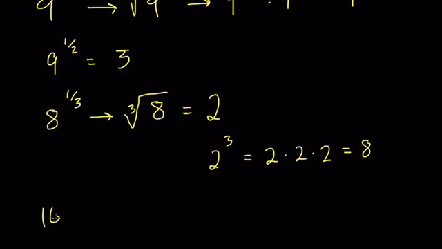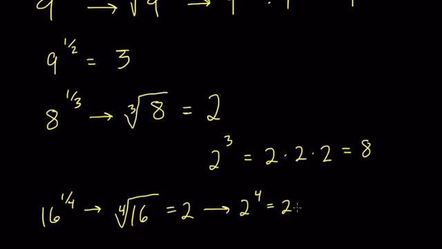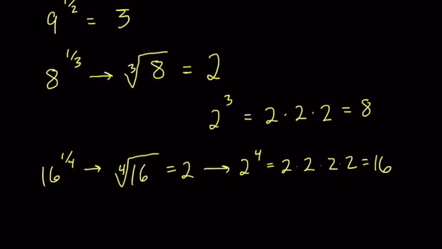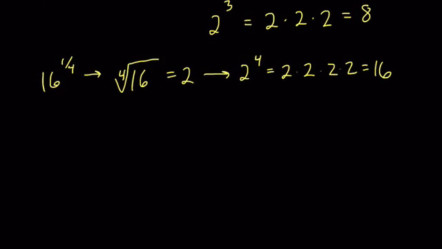And then 16 to the 1/4 power, you can imagine what that might mean. That means the fourth root of 16, which again is 2, but this time it's because 2 to the 4th power, which is 2 times 2 times 2 times 2, is 16. A number times itself 4 times equals 16. And using that knowledge, they can give you problems that are slightly more difficult.